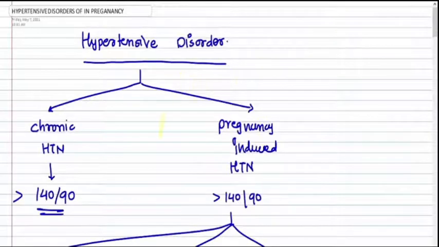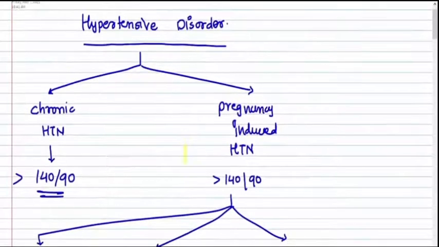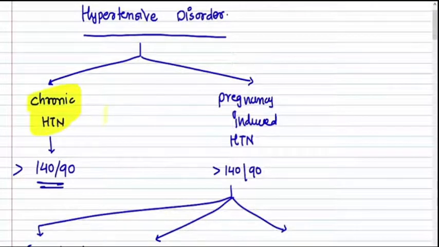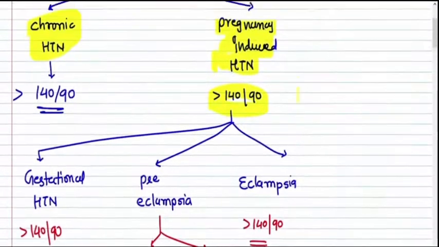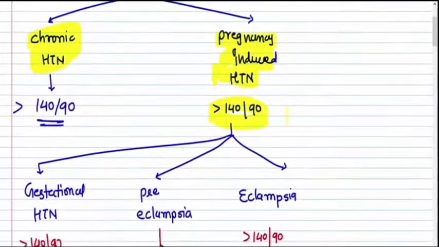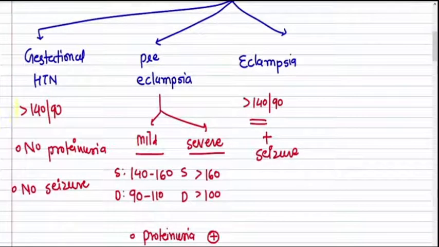Now let's discuss hypertension in pregnancy. The hypertensive disorder in pregnancy can be of two types. It can be chronic hypertension, in which the BP is already increased even before the pregnancy, so the patient is hypertensive before getting pregnant. The second one is pregnancy induced hypertension, in which blood pressure goes more than 140/90. There are three different strata of this pregnancy induced hypertension, starting with gestational hypertension, which is a blood pressure of more than 140/90, with no proteinuria and no seizure.